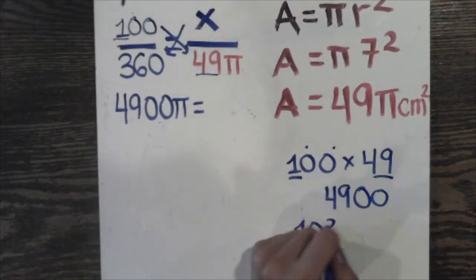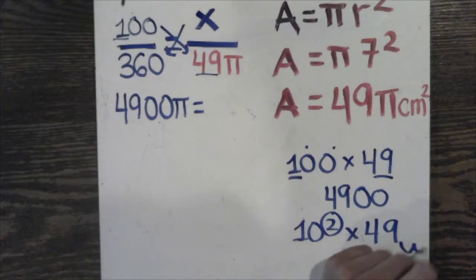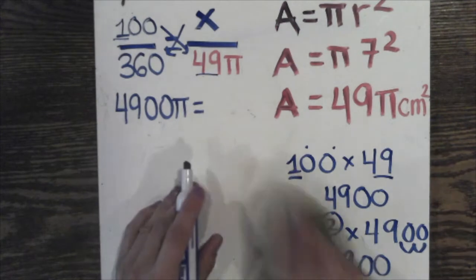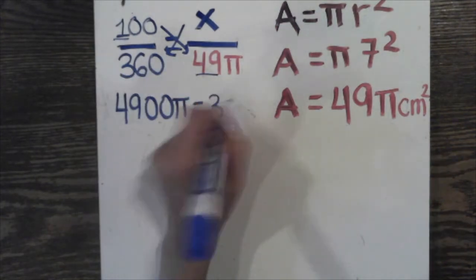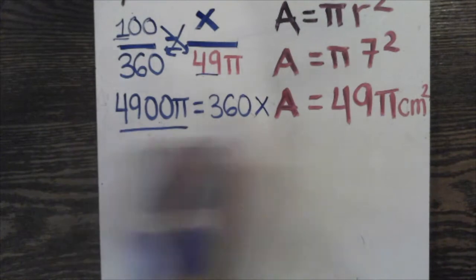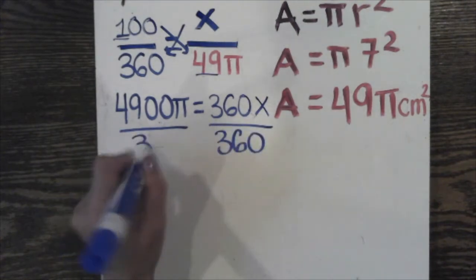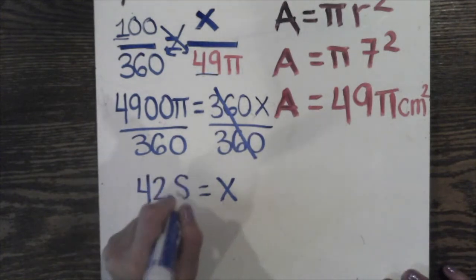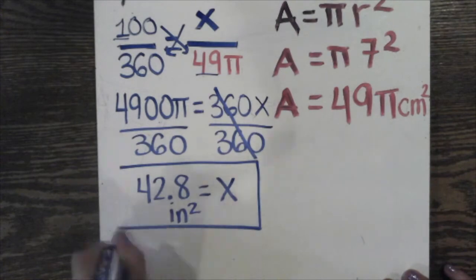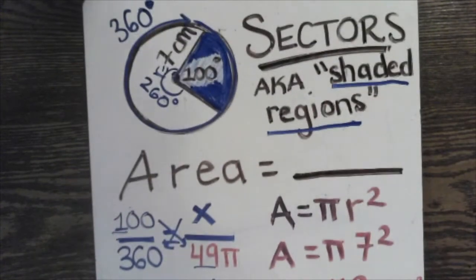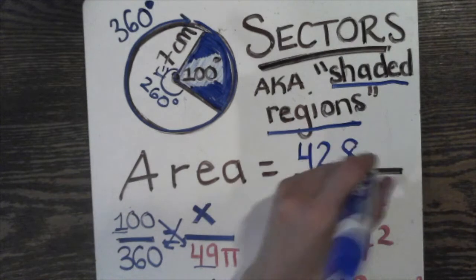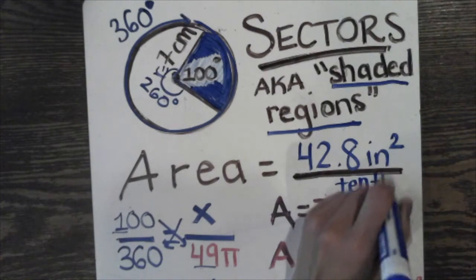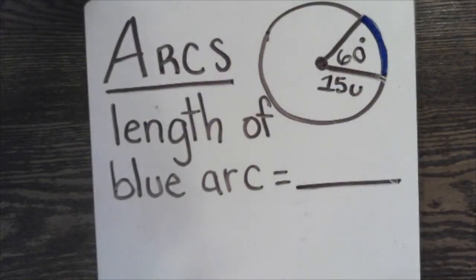Or I can think of 100 as 10 squared, and using scientific notation, I can move my decimal point 2 zeros over. So 4,900 pi equals 360x. I divide by 360 this time because my full circle is 360 degrees. And when I put 4,900 pi divided by 360 in my calculator, I get 42.8. And I wrote square inches, but it should be square centimeters. I have rounded to my nearest tenth. You can round differently.